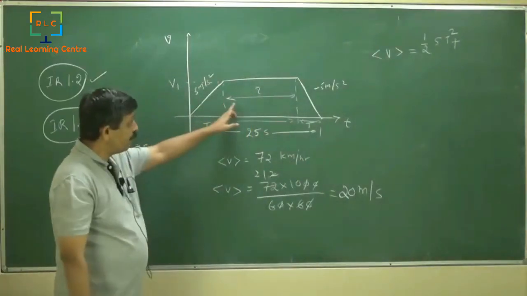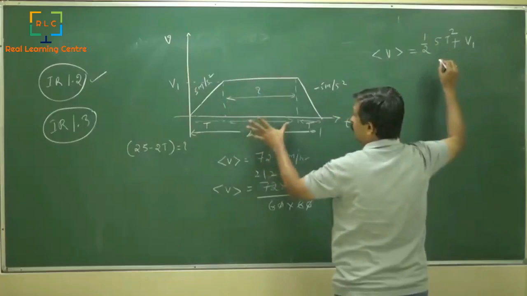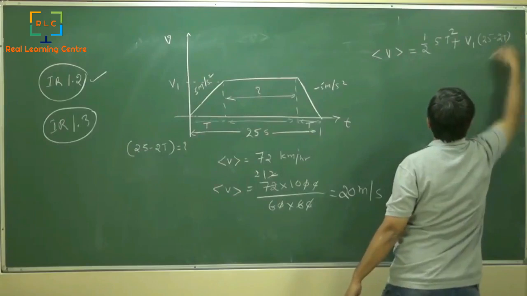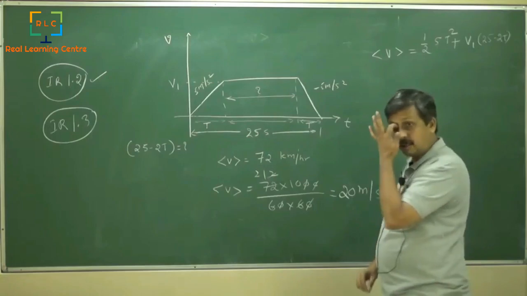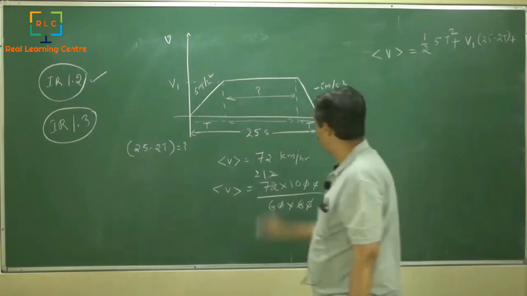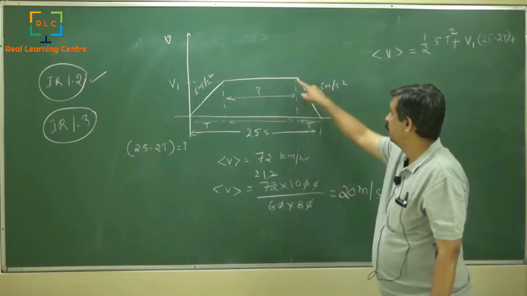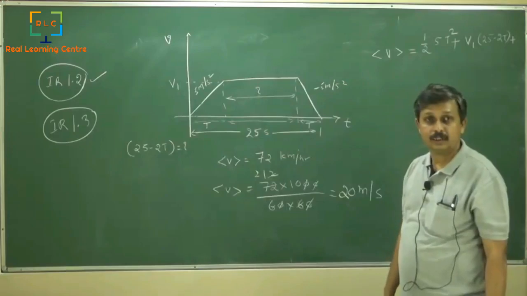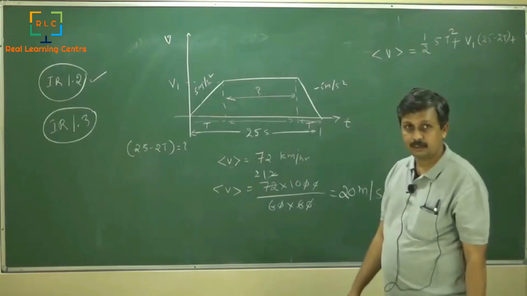So here what is that? V1. This is V1 into this time, which is 25 minus 2t. Correct? Plus. What is plus? How much is this one? This distance. How much distance this is? This distance and this distance, would it be same? Do you think?